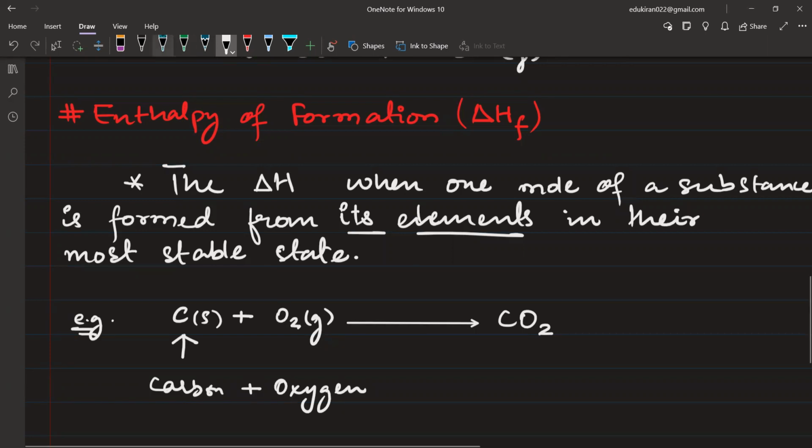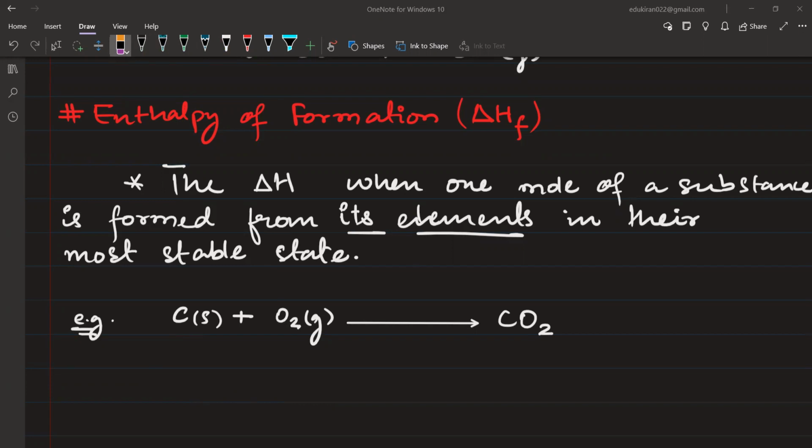Now everything is balanced here. You don't need to do anything. Otherwise you have to balance, and then they will give you the information that delta H for this reaction is equal to minus 393.5 kilojoule per mole.